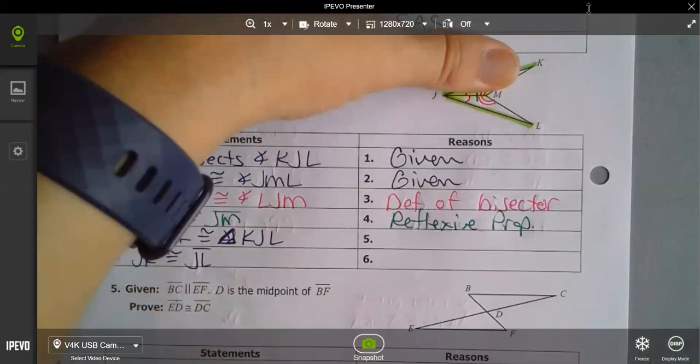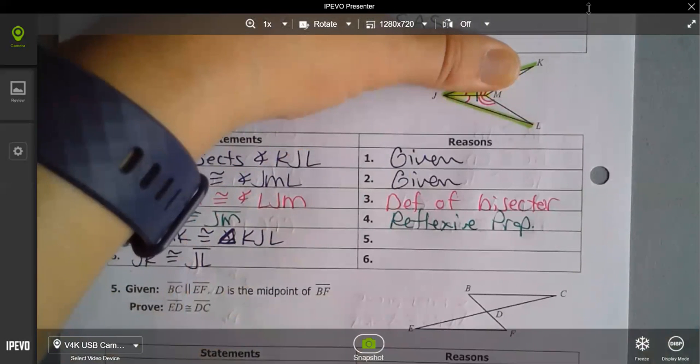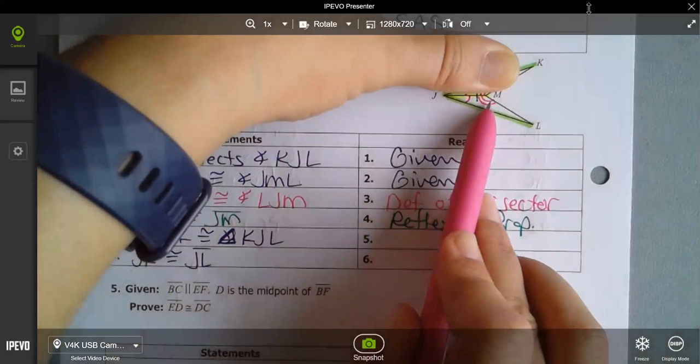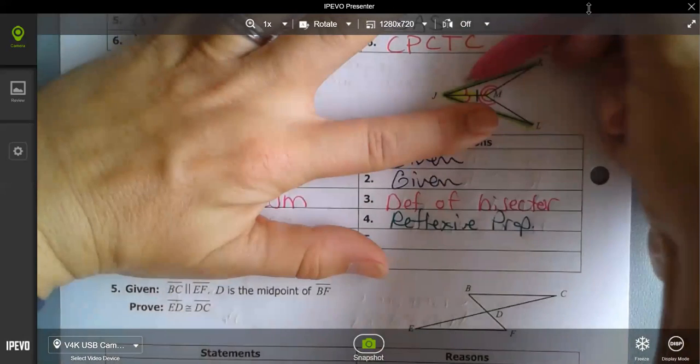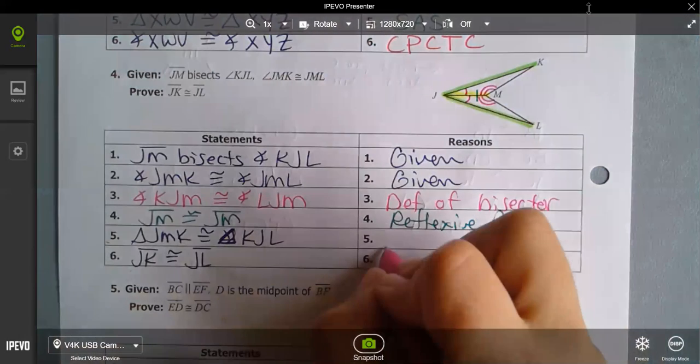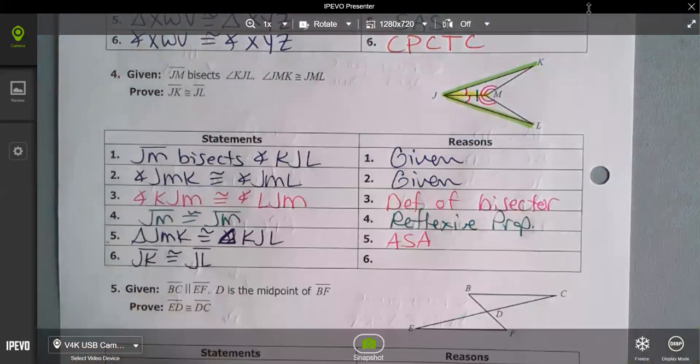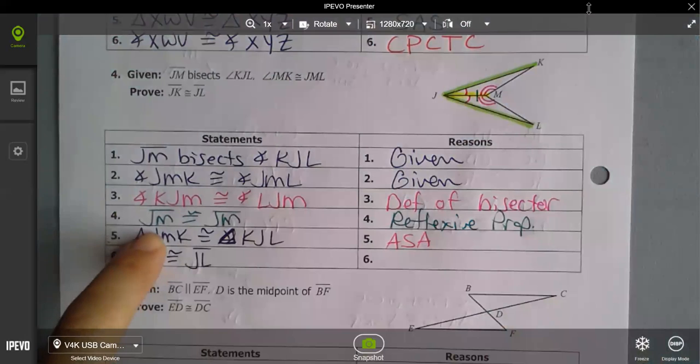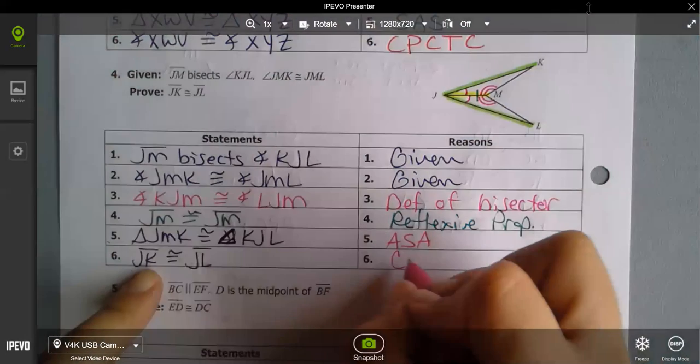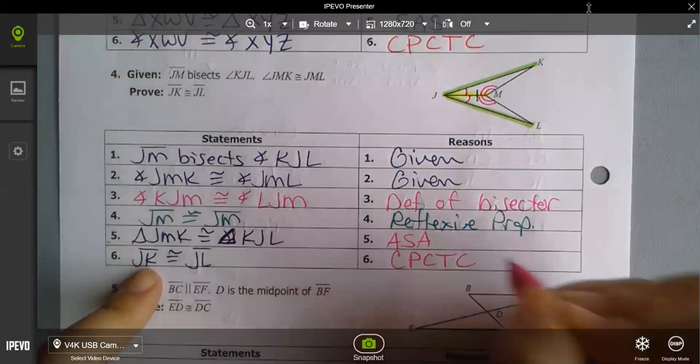Okay, let's take a look. Why are these two triangles congruent to one another? Because of angle, side, angle, and angle, side, angle. Now that my triangles are congruent, I can say that the parts are congruent. CPCTC.